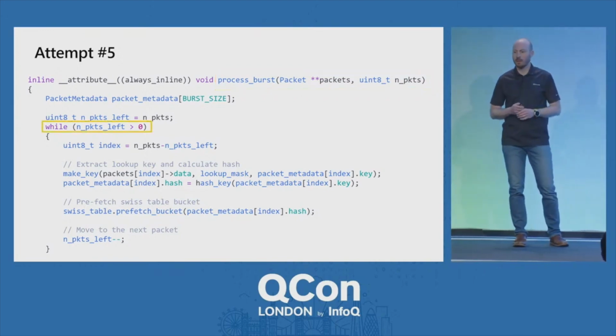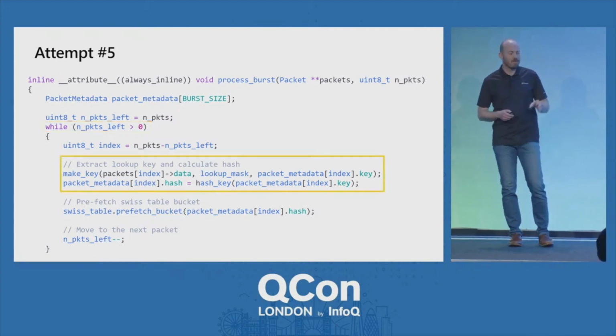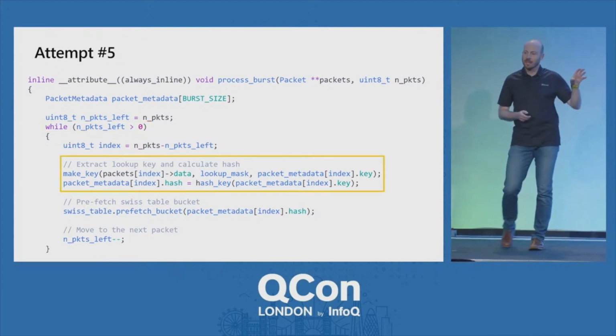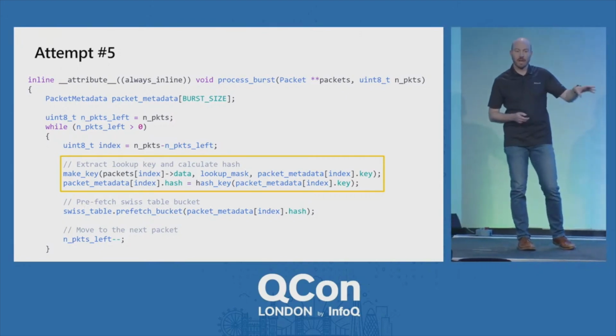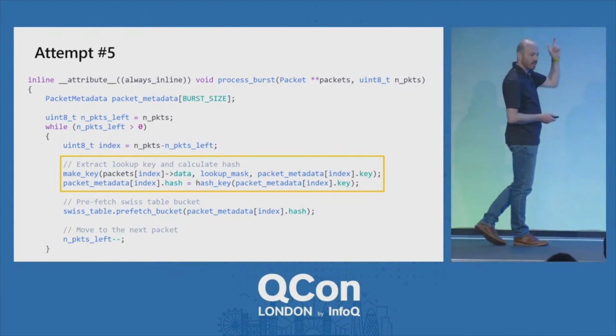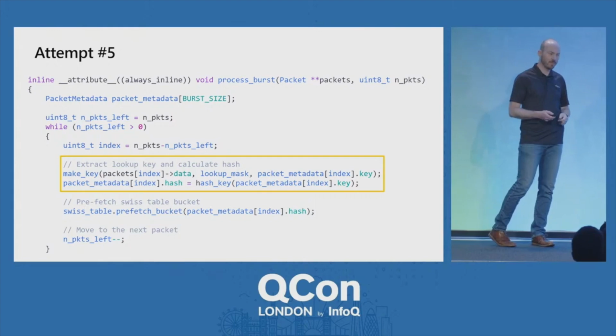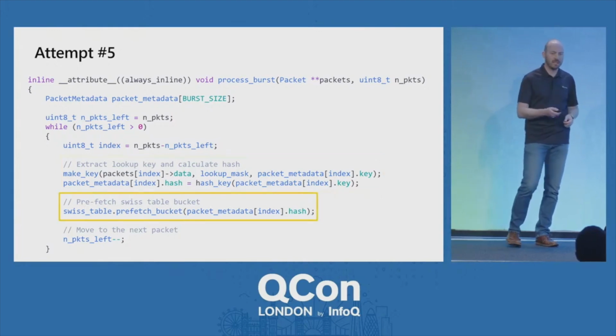We're going to loop over all the packets in that burst. We're going to loop over those 20 packets. And we're going to start doing the processing in exactly the same way as we had for our previous bit of code. We're going to, number 1, extract the lookup key. And then number 2, calculate the hash for the packet that we're going to need. But this is then where it changes.